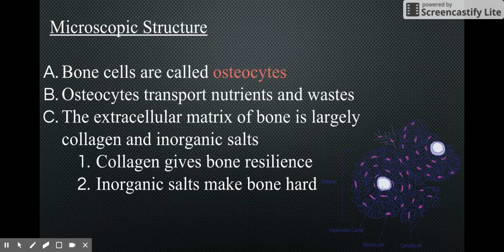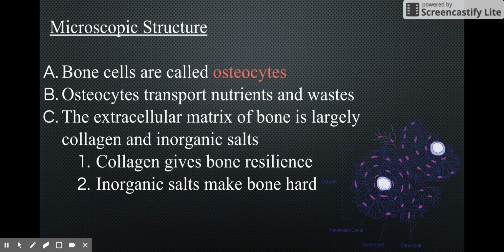So if you were to look at bones at the microscopic level, you're going to see the cells. They're called osteocytes. Remember, cytes means cell. Osteo is referring to bones. So this is where you're going to have all of the nutrients that your bones need to grow coming to the bone material, but also all the waste being taken away and put through the blood to get rid of.